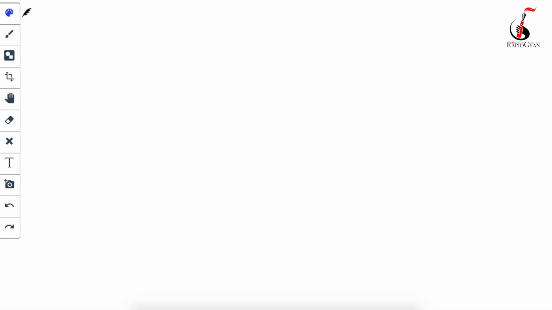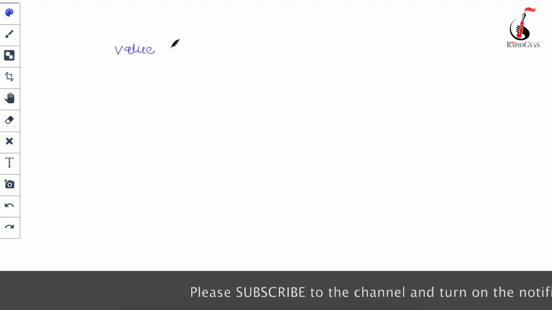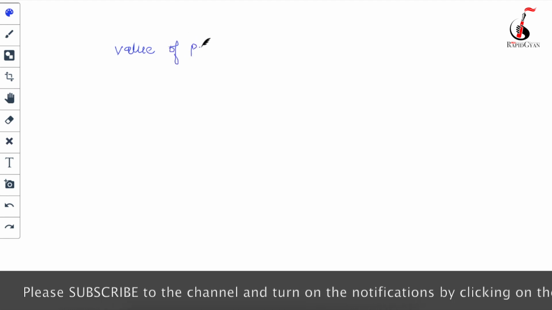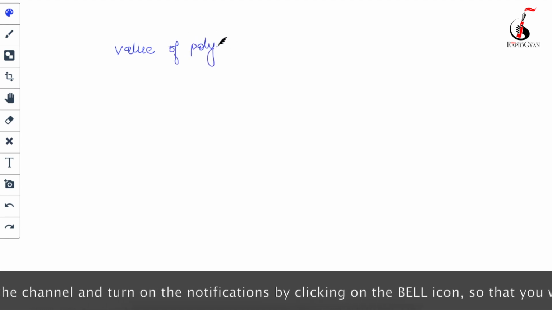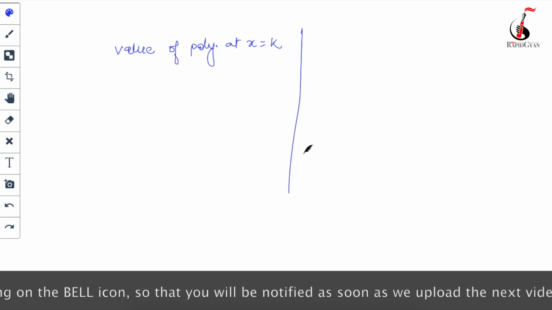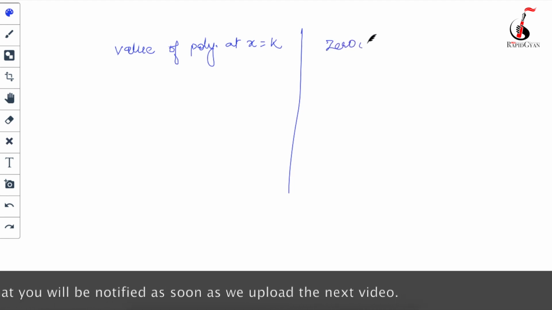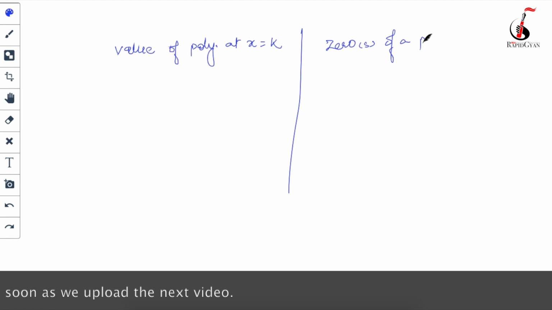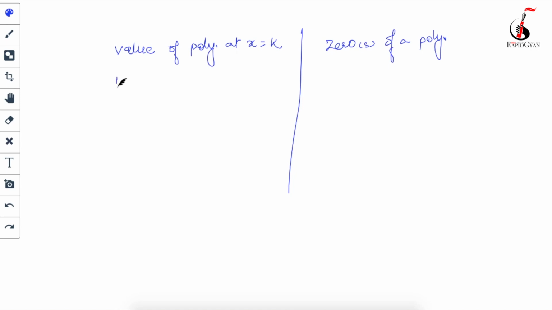Okay, now let's move to your topic, what we will have to study in 10th. So a few things before that, which I would like to tell you. There are two things which we are going to study, which you have already studied in 9th class also: the value of a polynomial at x equal to any constant value k, and zeros of a polynomial. Suppose there is a polynomial p(x) = 4x + 3.